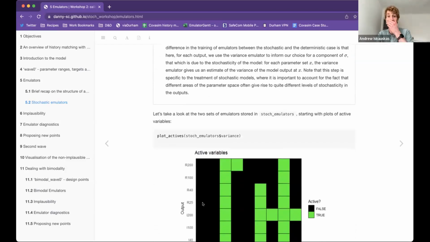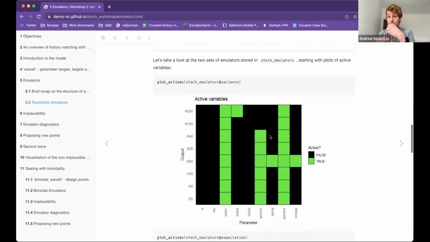Cool. Okay, so you end up with your emulators, and again, we can start to do all the things we were doing yesterday. One of the things we did yesterday was say, well, how do our variables affect our outputs? And we can start plotting which variables are active for certain outputs, which are not active, and which ones have been most informative. So for instance, if we look at the plot actives on the variance in particular, so this is looking at the variance emulators and which are most influencing the stochasticity of the model, we can see very quickly some of them are having very little effect.